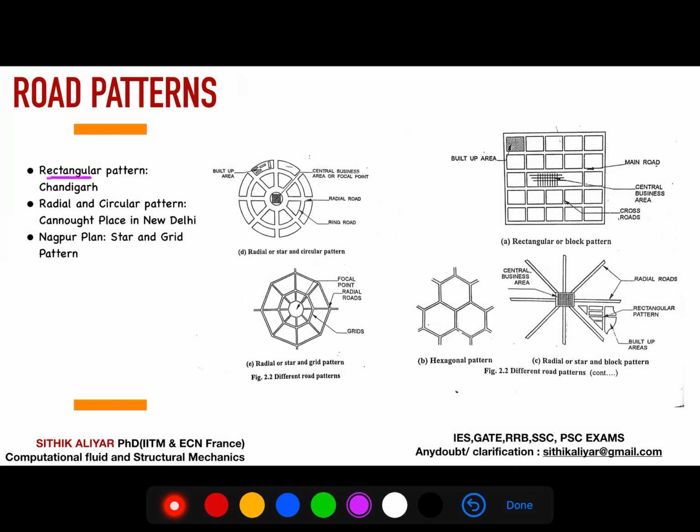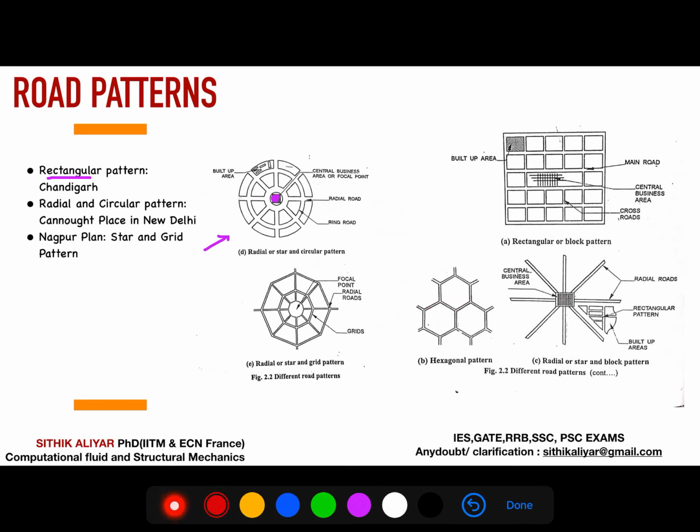Step 1 in town planning is how you plan a road network. You can have a radial or star pattern, where the central business point is somewhere here. So this is a radial or star and circular pattern. This is radial or star and grid pattern, in the form of grids. Then rectangular or block pattern, hexagonal pattern, or radial or star and block pattern.